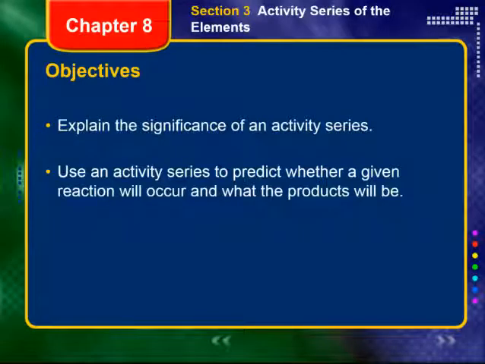All right, objectives for section 3. This won't take that long. Just have a few slides. First off, I want you to be able to explain the significance of the activity series. Then secondly, use that activity series to predict whether a given reaction will occur and what its products will be.